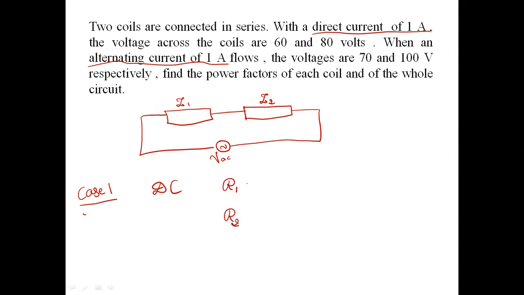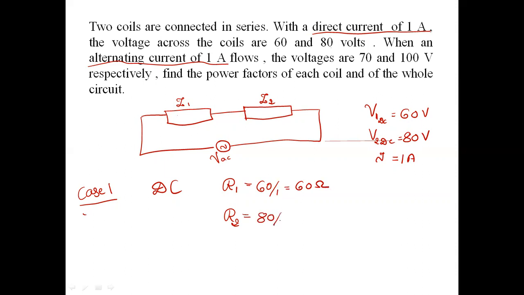Okay. So now how to find these R1 and R2? See, in the question they have given you V1 and V2. I will write V1 DC equal to 60 volt, V2 DC equal to 80 volt. Anyhow, they are connected in series, so the current remains same, that is 1 ampere. With this, we can find R1 and R2 as 60 by 1, 60 ohm. Similarly, 80 by 1, so 80 ohm. Okay. So now we got the resistance of the coils.